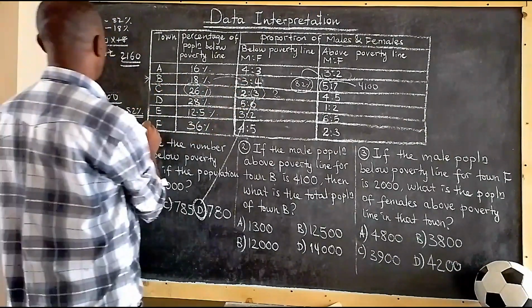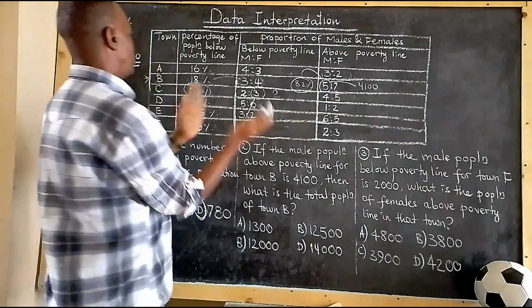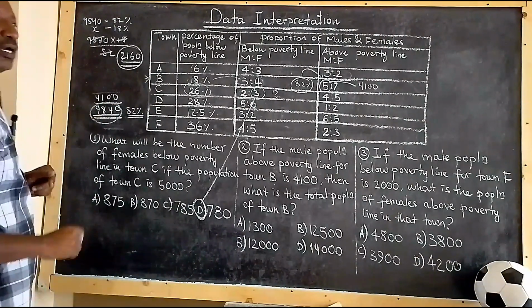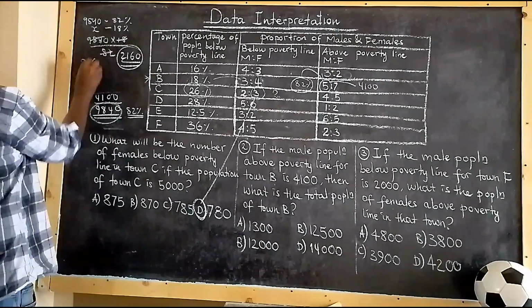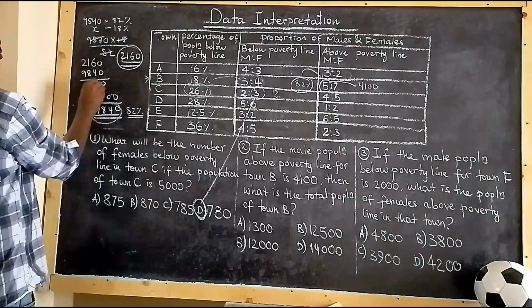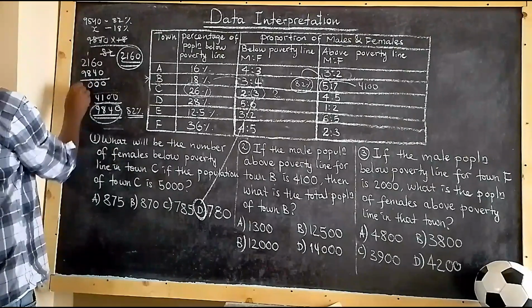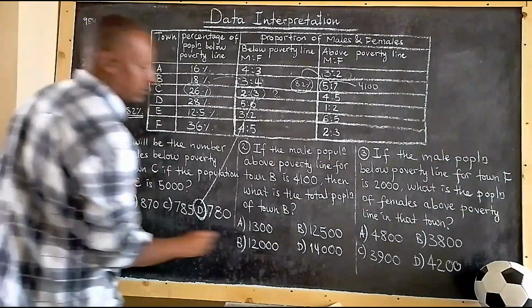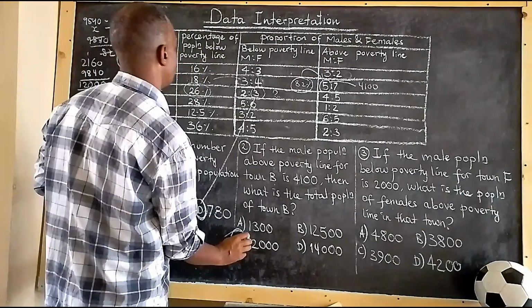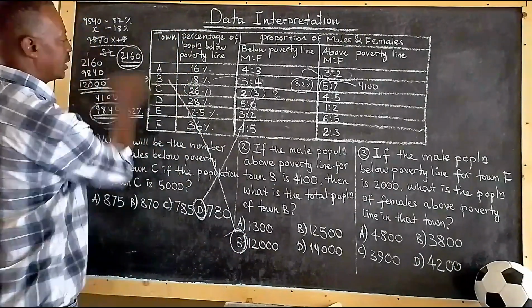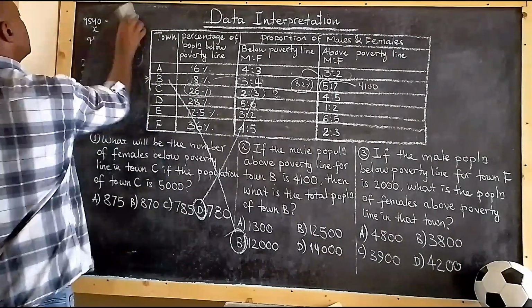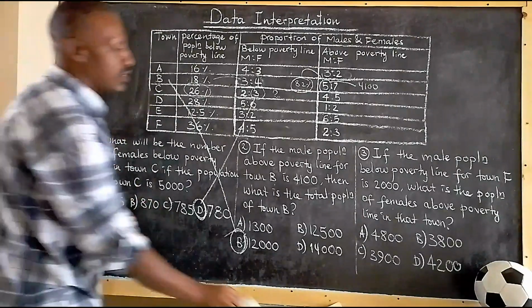So this is 82%, right? Then, to get the totality, you can simply add this number with this number, right? Which means 2,160 plus 9,840, which is 12,000. That is the total population of town B. I hope you get it, right? Let's go to the third question.